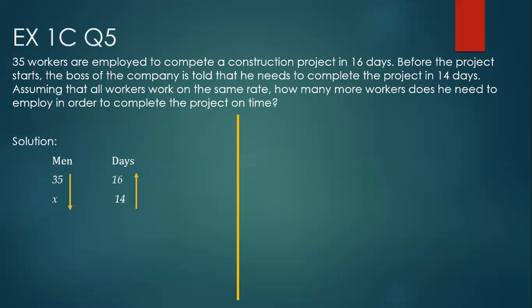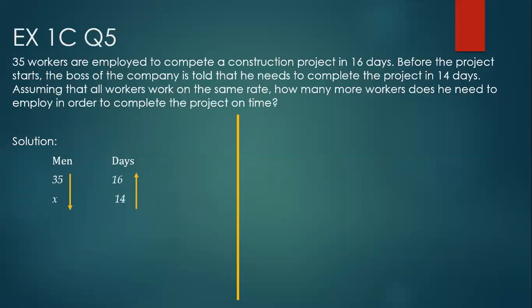Exercise 1C, question number 5. 35 workers are employed to complete a construction project in 16 days. Before the project starts, the boss of the company is told that he needs to complete the project in 14 days. Assuming that all workers work at the same rate, how many more workers does he need to employ in order to complete the project on time?